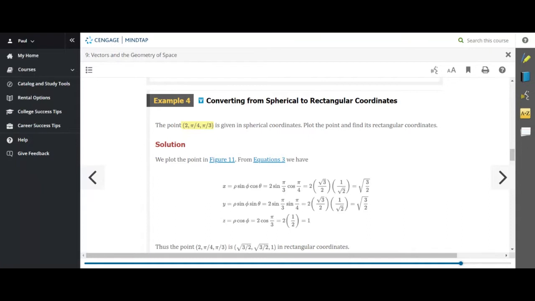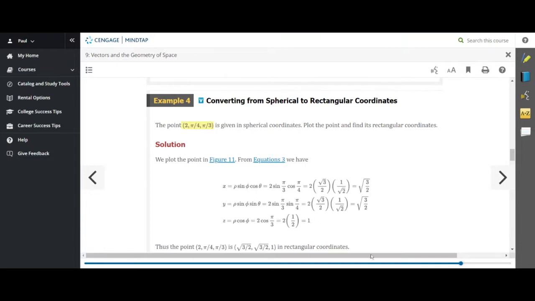This point is given in spherical coordinates. Plot the point and find its rectangular coordinates. So the point has a rho of 2, a theta of pi over 4, and a phi of pi over 3. Okay, so what would the point look like?